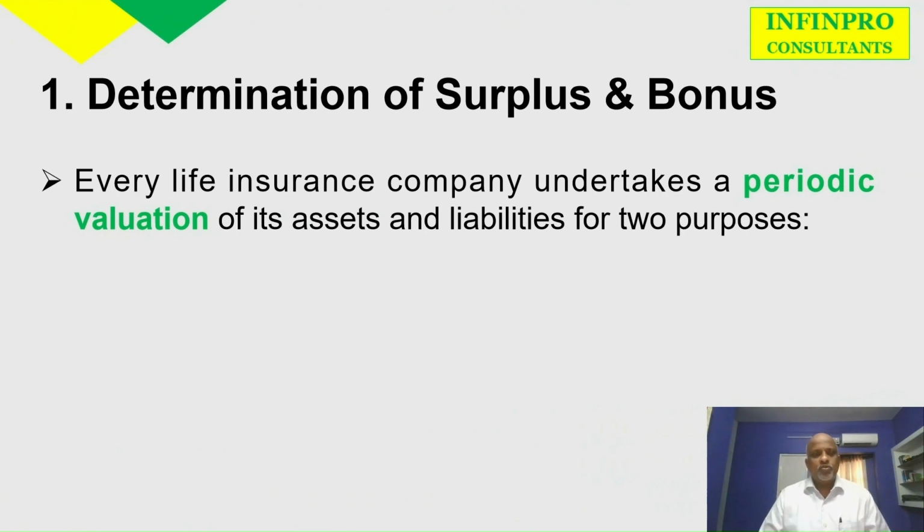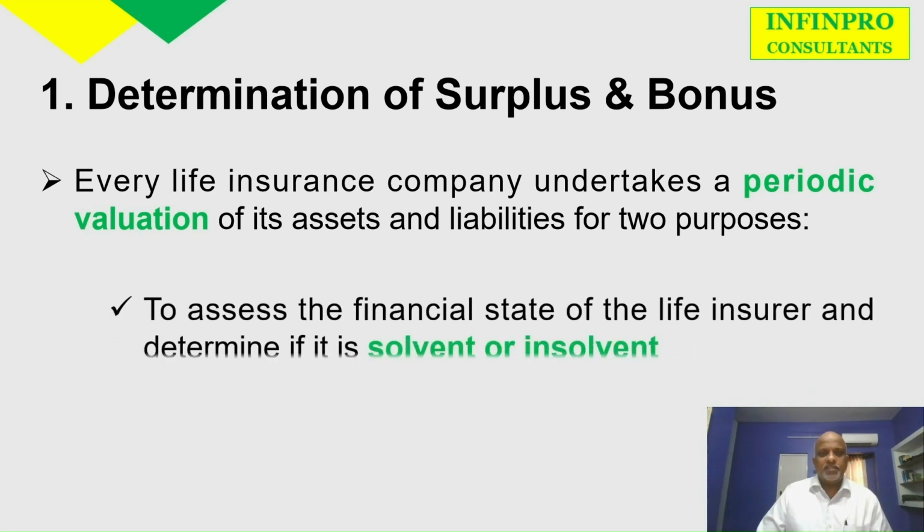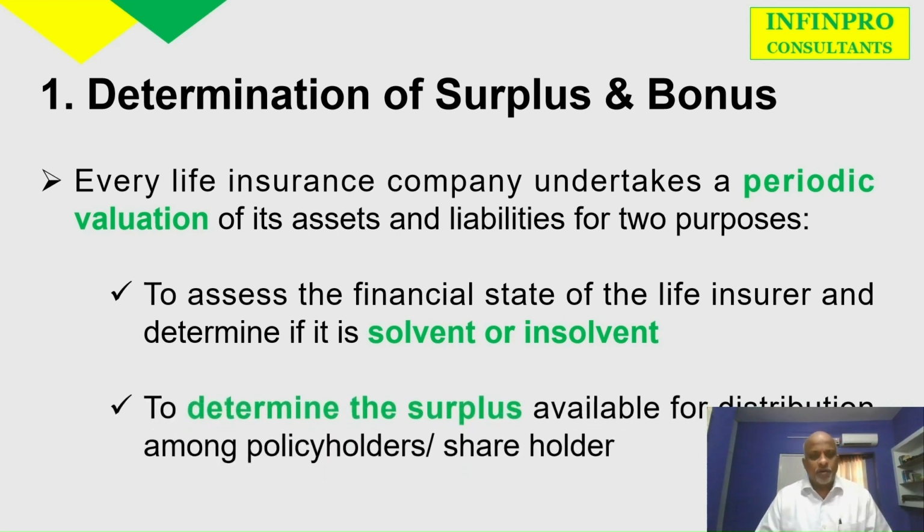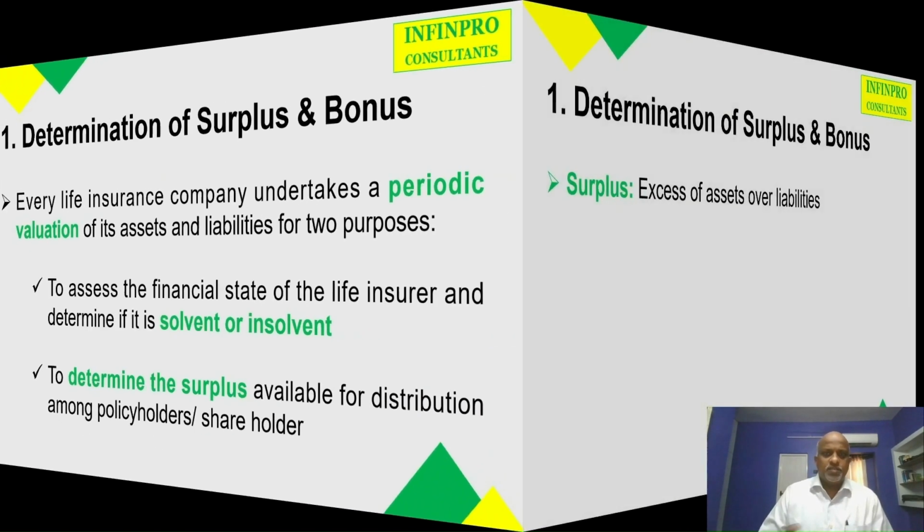Determination of surplus and bonus is done on a periodic basis, for instance on a half-yearly basis or on an annual basis. This is done mainly to understand the organization's status, whether it is solvent or insolvent. The life insurer does this regularly to check the financial status of the firm and to determine the surplus. If the life insurer is doing good, to determine the surplus for distribution among policy holders and shareholders as a bonus, right?